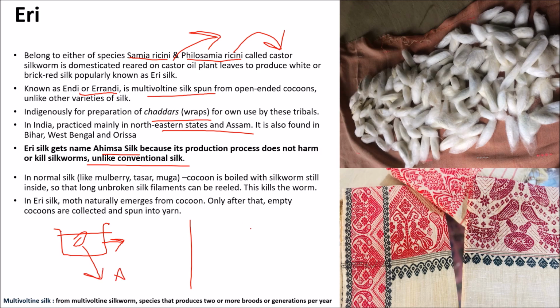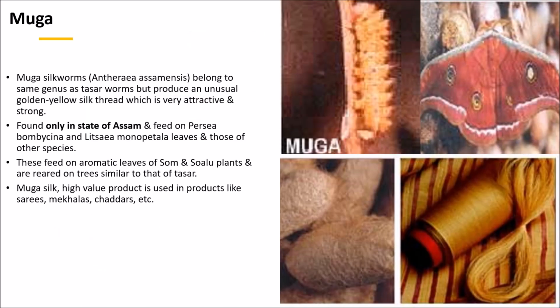But on the other hand, in the case of Eri silk, the moth generally emerges naturally from the cocoon. Only after that, the empty cocoons are collected and spun into yarn. And this is how the final process looks. There was a term which I used initially, which is multivoltine silk. What does this mean? Multivoltine silk means silk from a multivoltine silkworm, a species that produces two or more broods or generations per year.